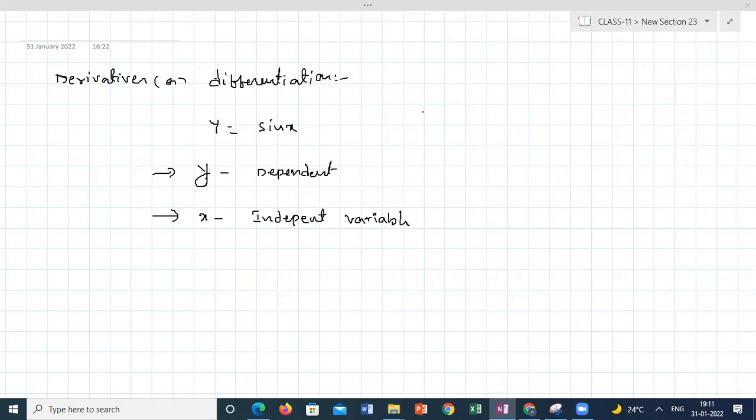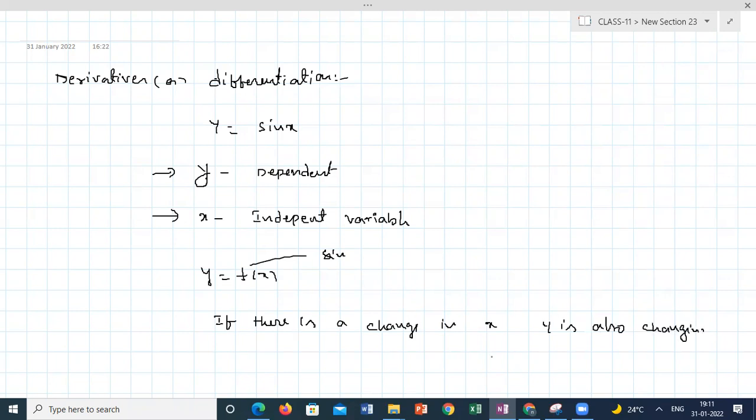See here, for the dependent variable, I can write y is a function of x, where this function is a sine function. If there is a change in x, y is also changing. The value of y is also changing. So the meaning is y is depending on x. That's the reason we are calling y the dependent variable. This is a variable which depends upon something.